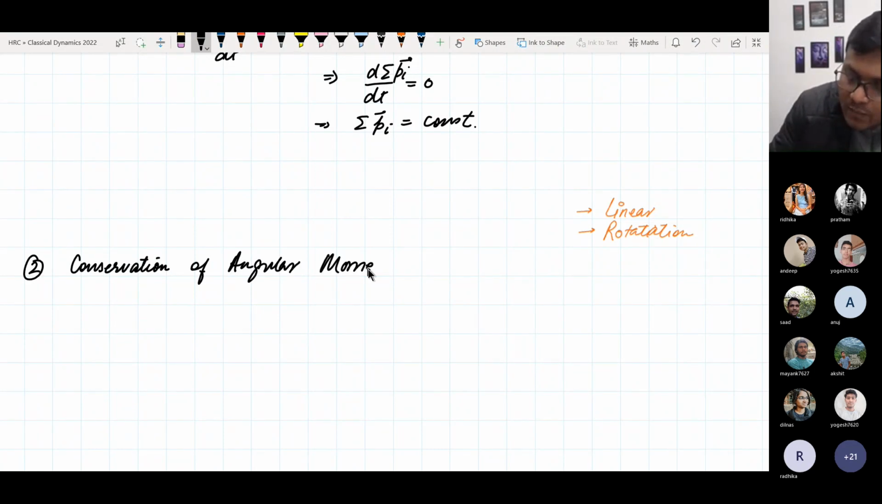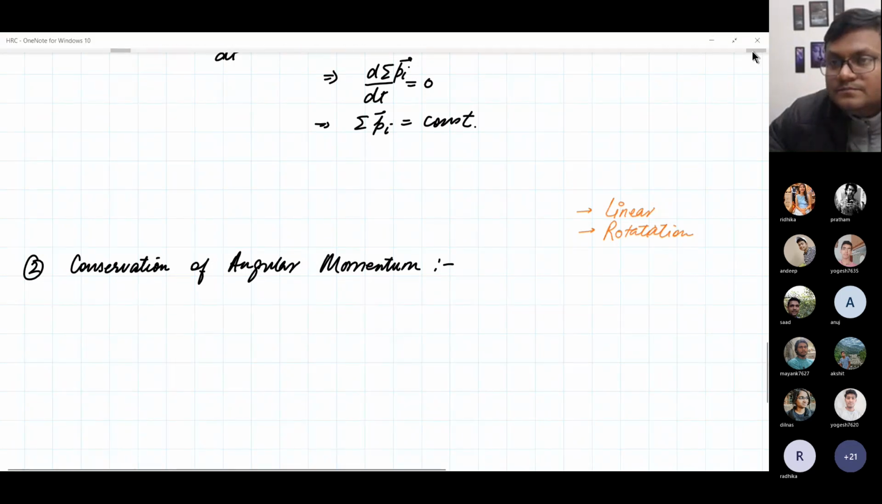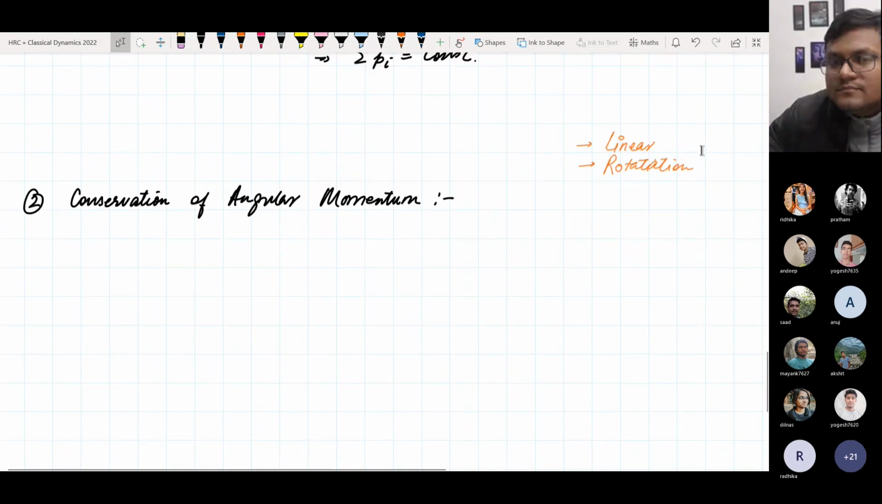What does the conservation of angular momentum tell us? क्या बोलती है? What does it say? If torque about the point is 0, then angular momentum remains constant about that point. Yes, very good. If the torque experienced by a particle about a particular point is 0, then the angular momentum of that particle or a system of particles about that point will remain constant.